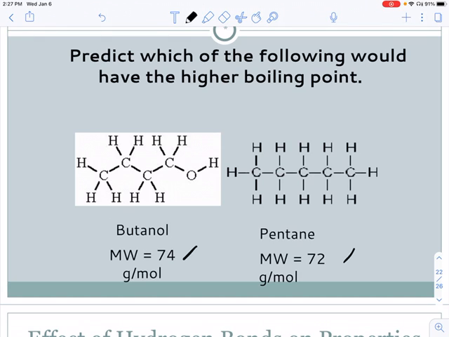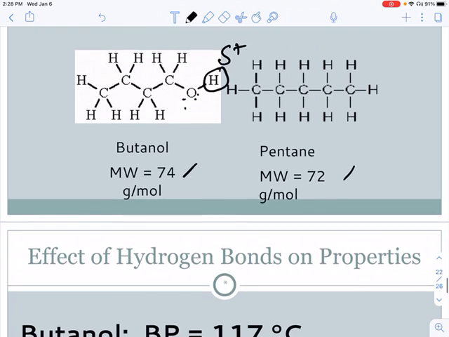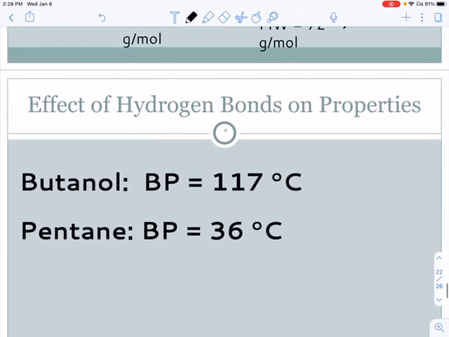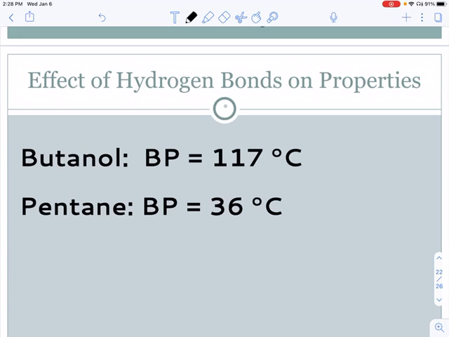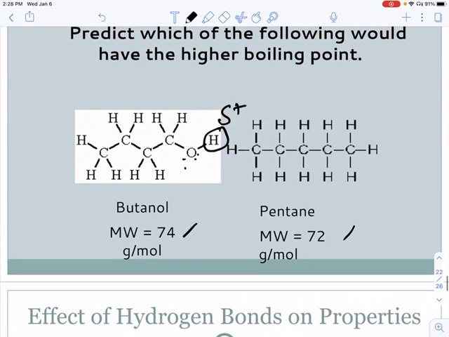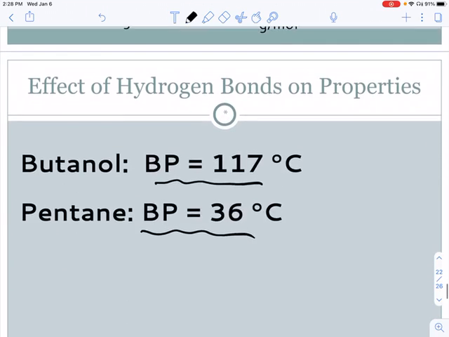However, because butanol can hydrogen bond, it's got this oxygen bonded to a hydrogen, which is going to be partial positive. Then neighboring butanol molecules have strong forces of attraction between them. And that leads to a high boiling point for butanol compared to pentane. Notice we have a difference of almost 100 degrees here, even though their mass is the same and their structure looks similar. But this oxygen bonded to this hydrogen makes a big difference in their properties.